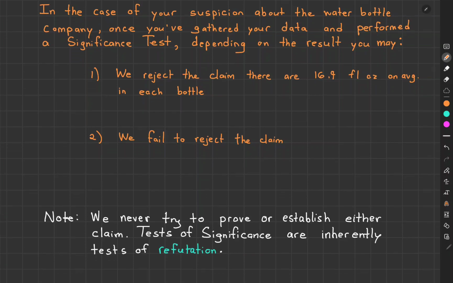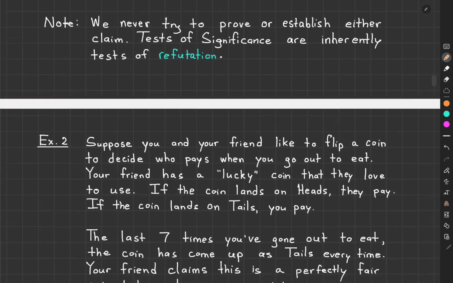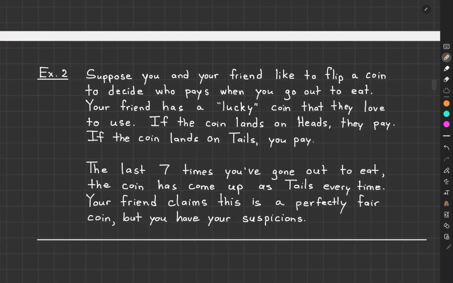Okay, so let's look at another example. Suppose you and your friend like to flip a coin to decide who pays when you go out to eat. Your friend has a lucky coin that they love to use. If the coin lands on heads, they pay. If the coin lands on tails, you pay. In the last 7 times you've gone out to eat, the coin has come up as tails every single time. Your friend claims that this is a perfectly fair coin, but you have your suspicions.